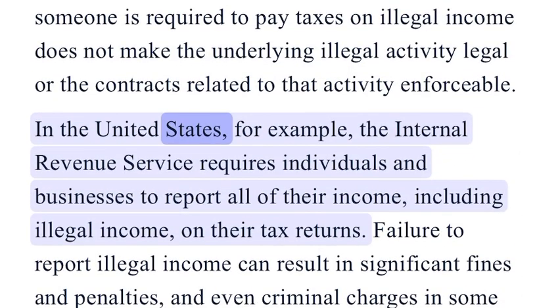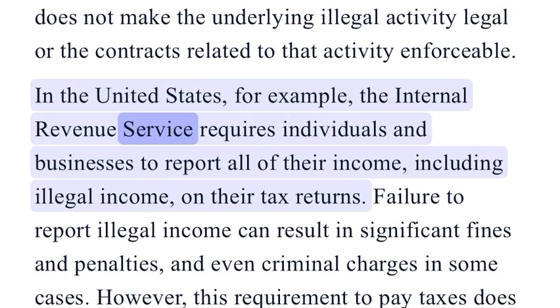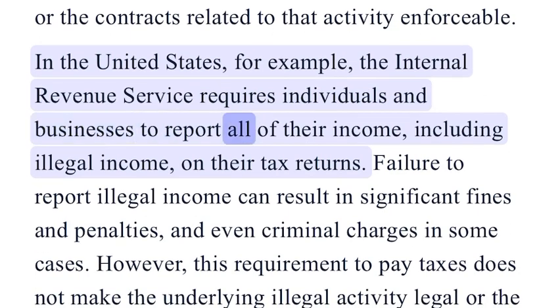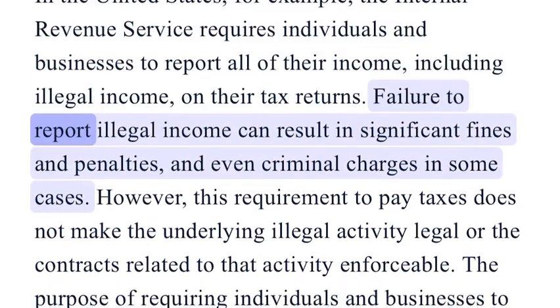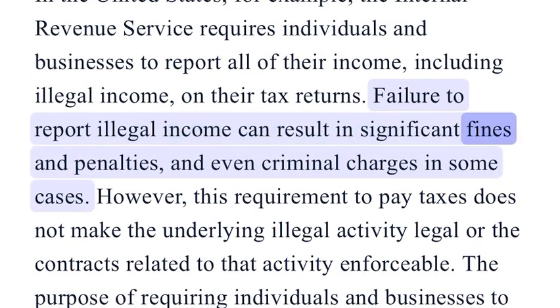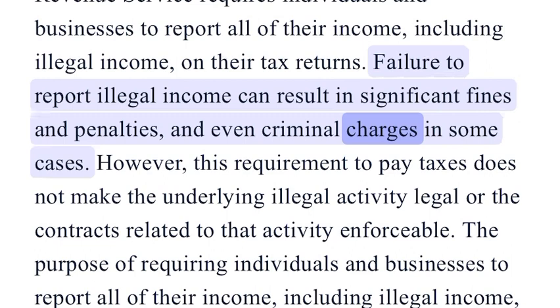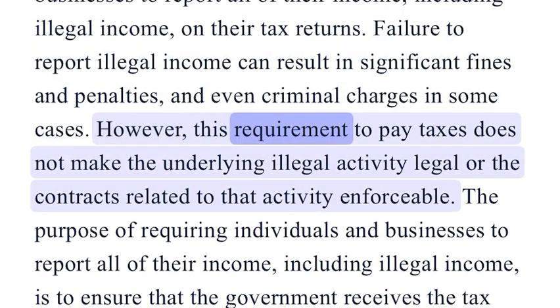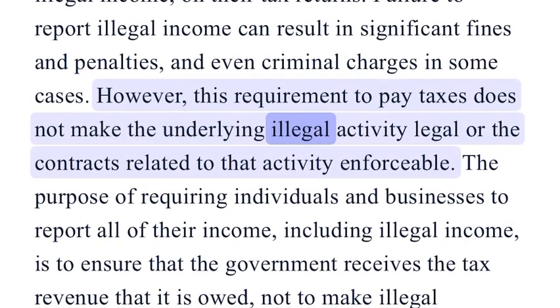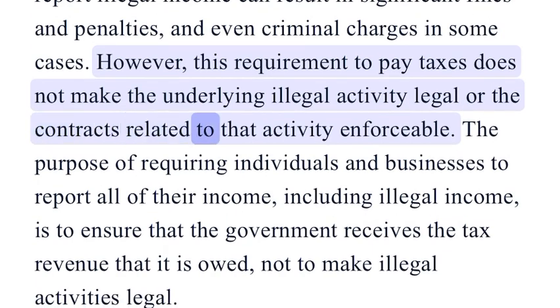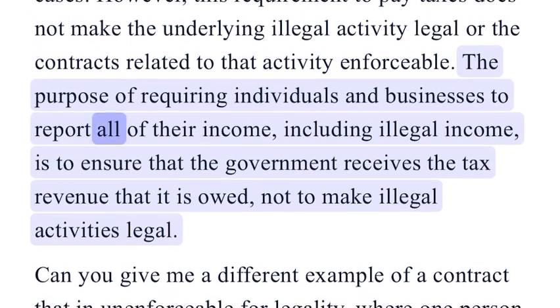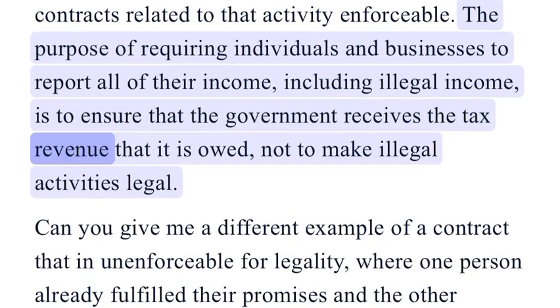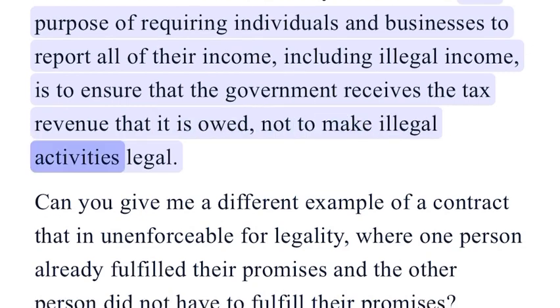In the United States, for example, the Internal Revenue Service requires individuals and businesses to report all of their income, including illegal income, on their tax returns. Failure to report illegal income can result in significant fines and penalties, and even criminal charges in some cases. However, this requirement to pay taxes does not make the underlying illegal activity legal or the contracts related to that activity enforceable. The purpose of requiring individuals and businesses to report all of their income, including illegal income, is to ensure that the government receives the tax revenue that it is owed, not to make illegal activities legal.